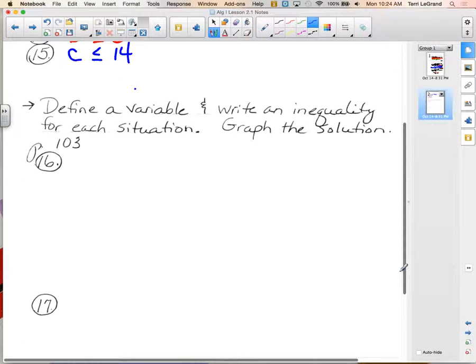Okay, so what should we let our variable represent? Let's just use X, because X just marks the spot. Okay, X is what?